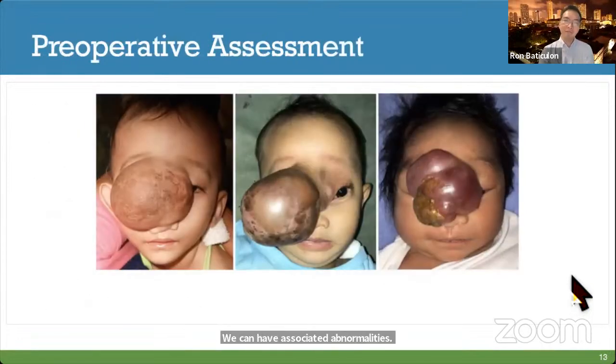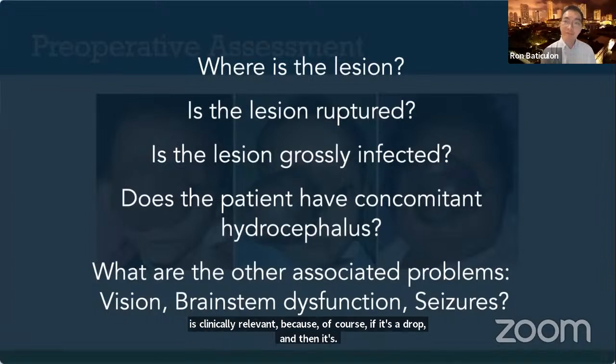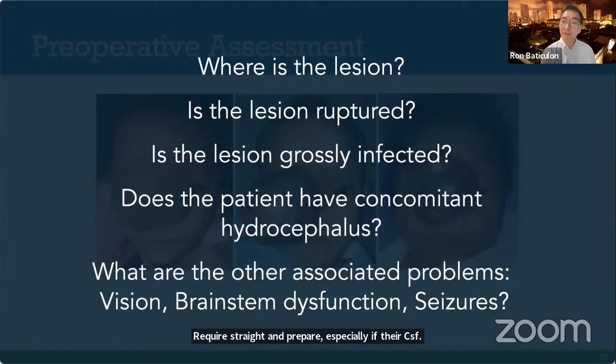So how do you assess a patient like these? What are the most important questions that you should answer? For me, and this is just based on my experience: first, ask yourself, where's the lesion? Is it anterior or posterior? Is the lesion ruptured? This is clinically relevant because if it's a ruptured lesion, then it requires urgent repair, especially if there's a CSF leak, and you would want to prevent meningitis, brain abscess, and ventriculitis.